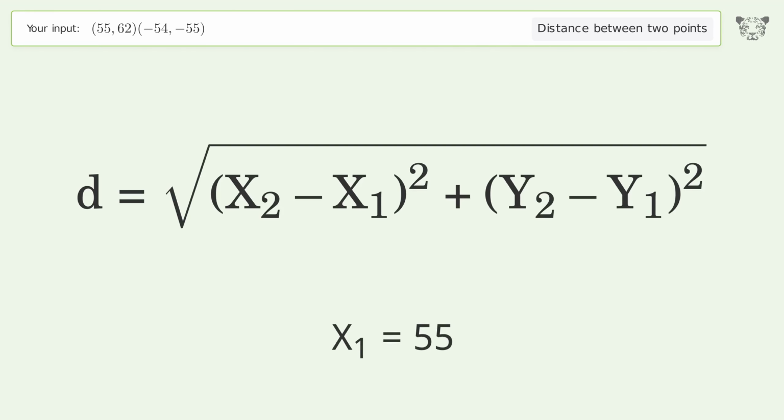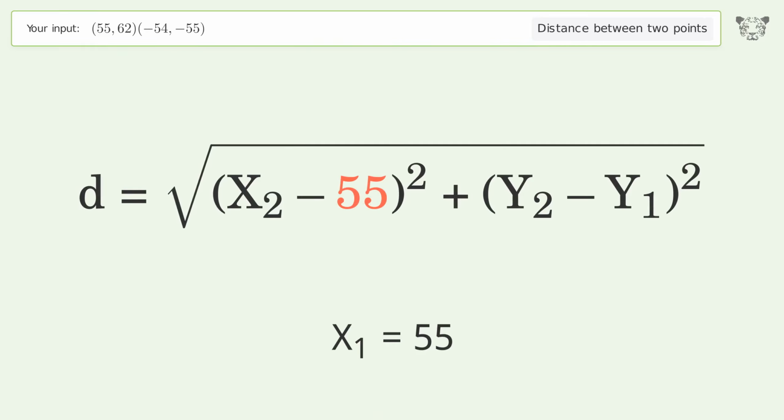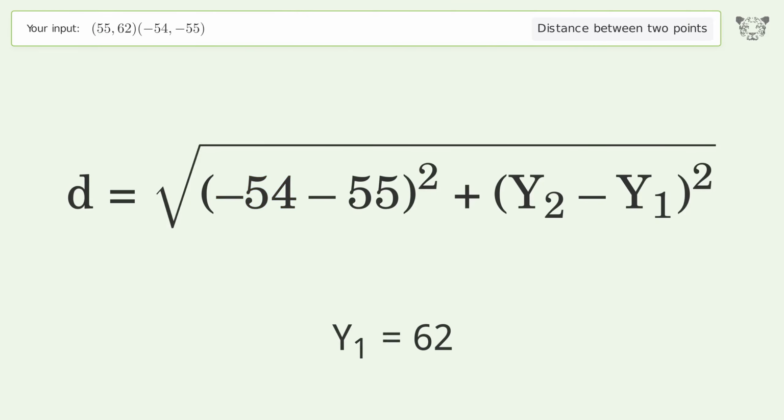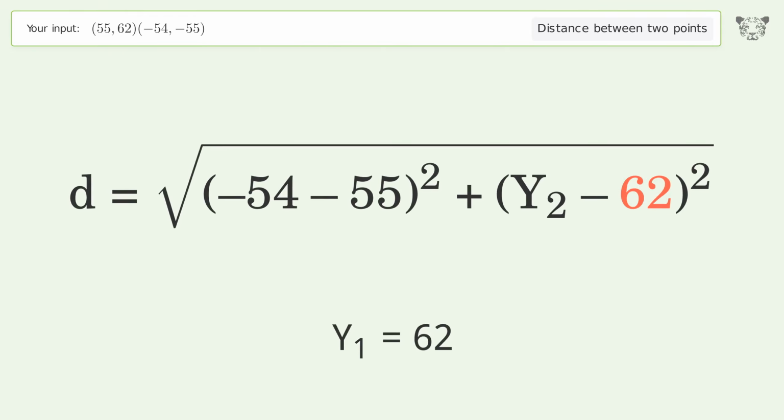x1 equals 55. x2 equals negative 54. y1 equals 62. y2 equals negative 55.